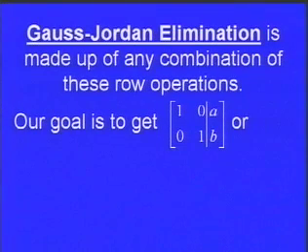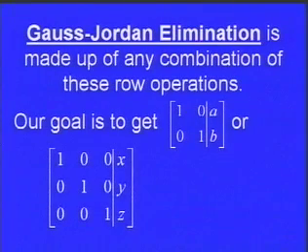Our goal is going to be to get 1, 0, and then like an A, and then 0, 1, and then like a B. And the A would be the solution to x1, and B would be the solution to x2. Or if I were dealing with a 3 by 3 system, I'd be trying to get 1, 0, 0, and then some number. I'm just calling it x. And then 0, 1, 0, and then some number I'm calling y, and then 0, 0, 1, and then some other number z.